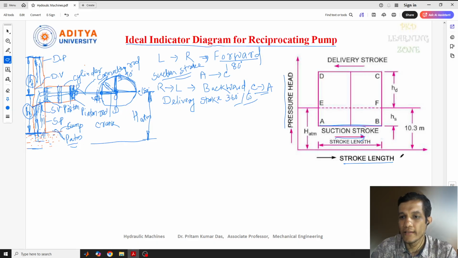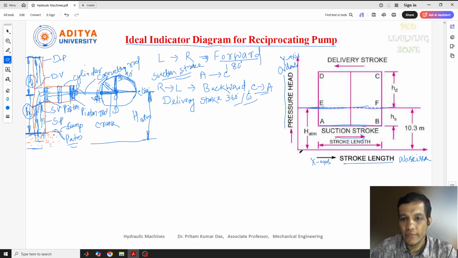The x-axis, as I told you, is the stroke length. This can also be called the abscissa. And the y-axis, where the pressure head is present, is also called the ordinate. Now, if you see the diagram, this is the indication of the center line of the cylinder. So this is the center point.